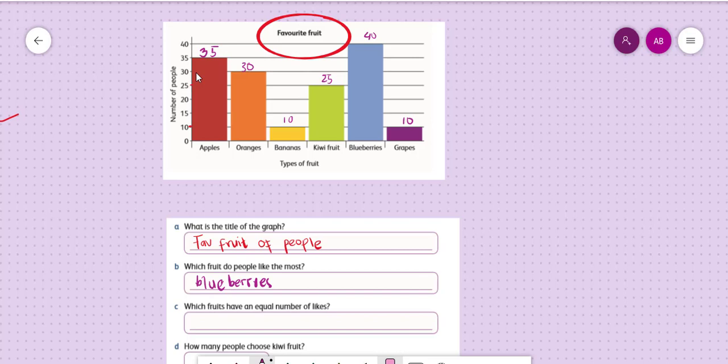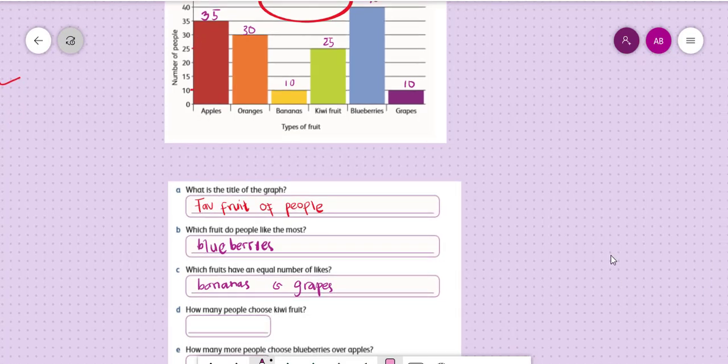And then, which fruits have an equal number of likes? You can see over here that there is 10 and it is also 10. So it means that bananas and grapes are equal. So you put bananas and grapes, or you can put it the opposite way. It's okay, grapes and bananas, I mean.